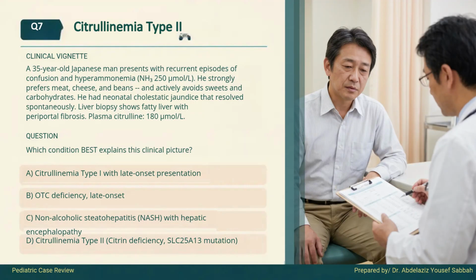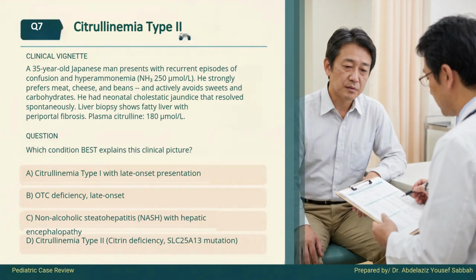Case 7. A 35-year-old Japanese man presents with recurrent episodes of confusion and hyperammonemia with ammonia at 250 micromoles per liter. He strongly prefers meat, cheese, and beans, and actively avoids sweets and carbohydrates. He had neonatal cholestatic jaundice that resolved spontaneously. Liver biopsy shows fatty liver with periportal fibrosis. Plasma citrulline is 180 micromoles per liter. Which condition best explains this clinical picture?